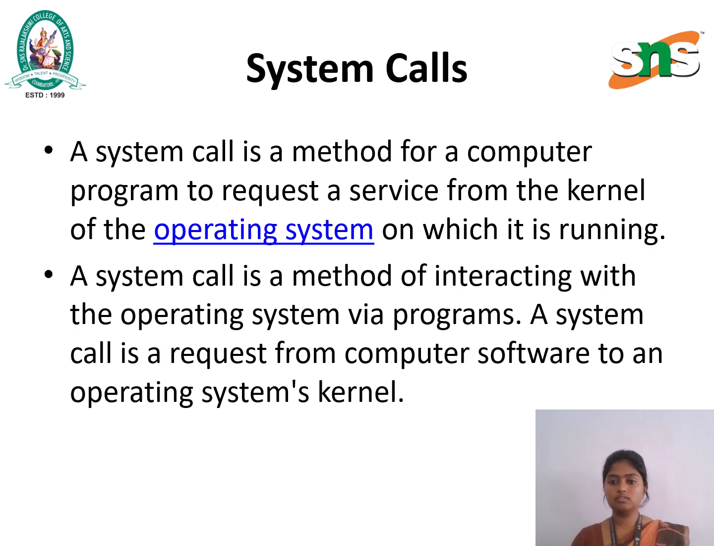We are done with the kernel session, and now we move to system calls. When a system call is made to an operating system, how does it run, how does it execute, how does it allocate space and memory? So we have to know in the next slides. System calls interact with the operating system through a program. A system call is a request from computer software to an operating system.